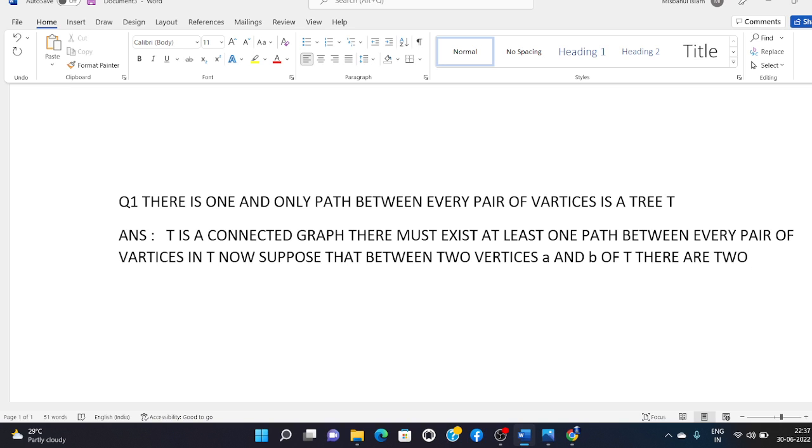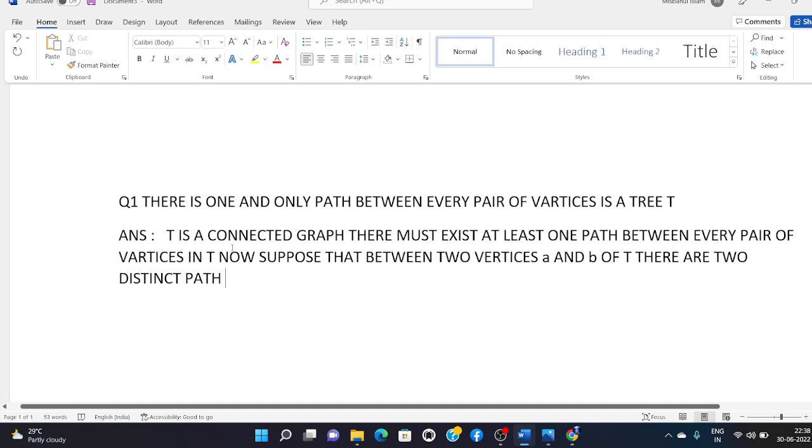there are two distinct paths. Okay, I repeat this topic. Now suppose that between two vertices A and B of T, there are two distinct paths.